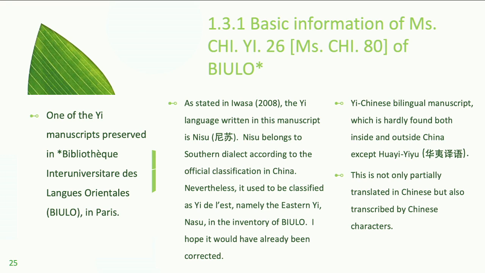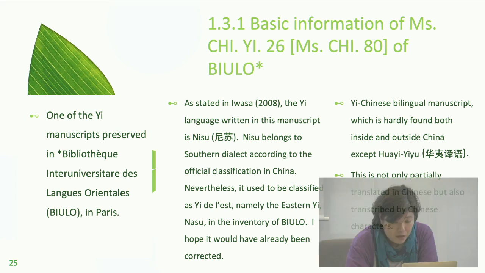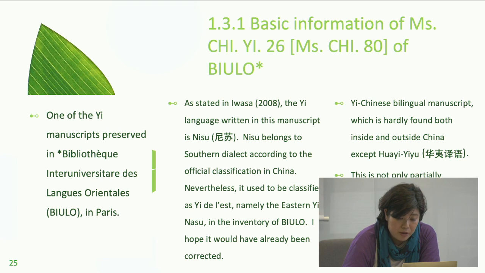Then let's have a look at the last part. An E-Chinese bilingual manuscript, which is hardly found both inside and outside China, except Huaiyi. This is not only partially translated in Chinese, but also transcribed by Chinese characters.